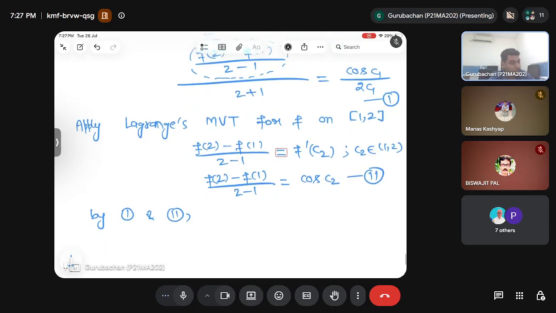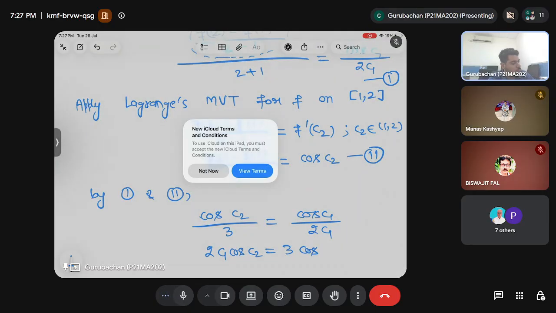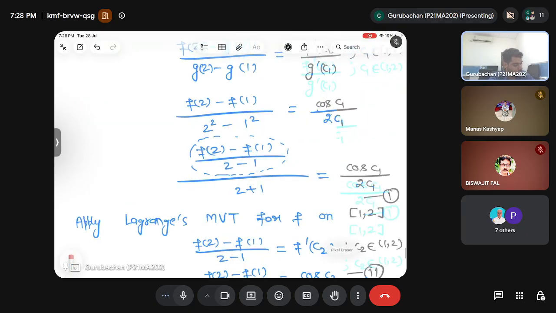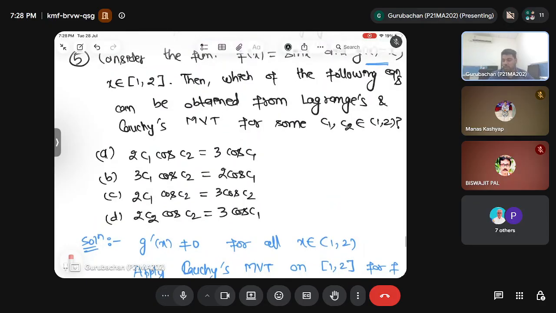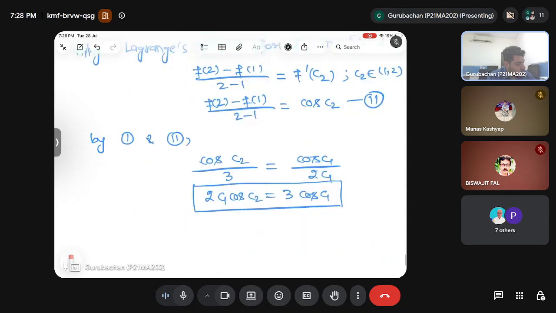By 1 and 2, thank you, you will get cos of c2 divided by 3 is equal to cos of c1 divided by 2c1. So from here it will be 2c1 cos of c2 is equal to 3 times cos of c1, and this is given in which option? This is given in option number A, 2 times c1 cos of c2. So this is option A.